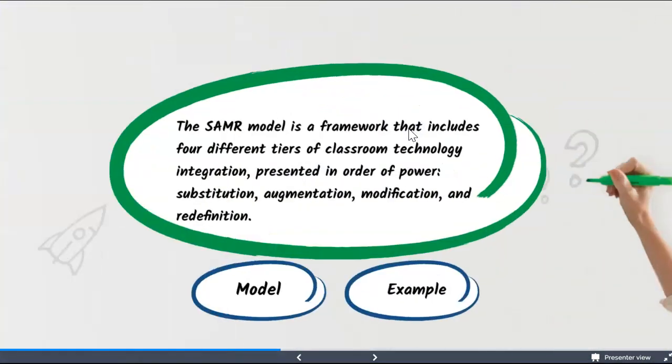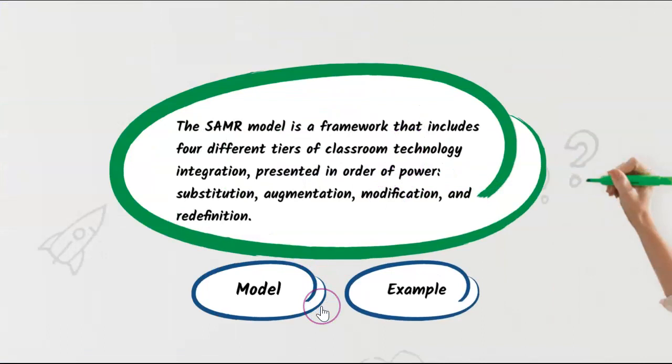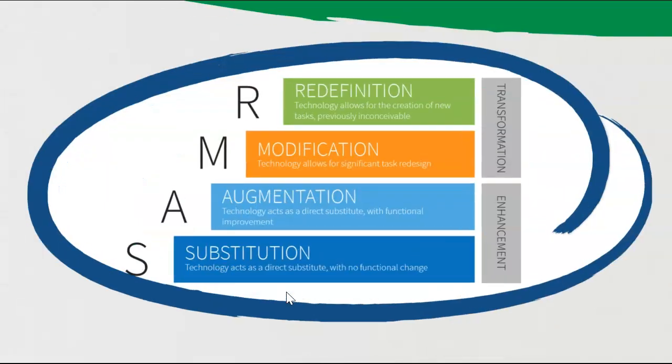Next, what is the SAMR model? The SAMR model is a framework that includes 4 different tiers of classroom technology integration, presented in order of power. So it's substitution, augmentation, modification, and redefinition. So here are the 4 tiers.